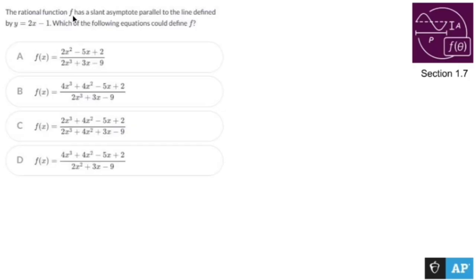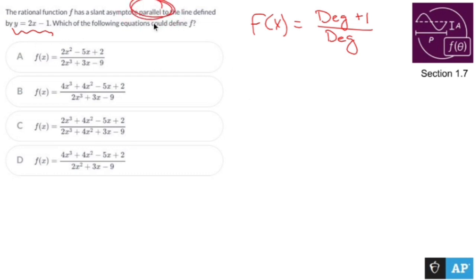The rational function has a slant asymptote parallel to the line defined by y equals 2x minus 1. All right. First things first, if it has a slant asymptote, then what we have is a rational function f of x, and whatever the degree is up here, it's going to be 1 more than whatever the degree is down here. Also, the slant asymptote is parallel to that line, so whatever my slant asymptote is, it's going to have a slope of 2. We don't care about the rest.